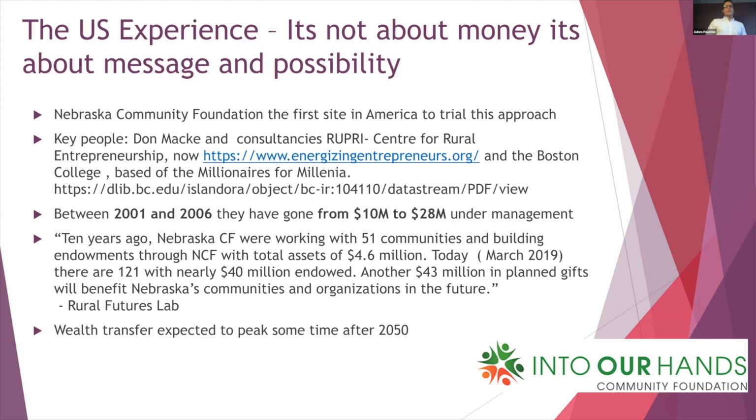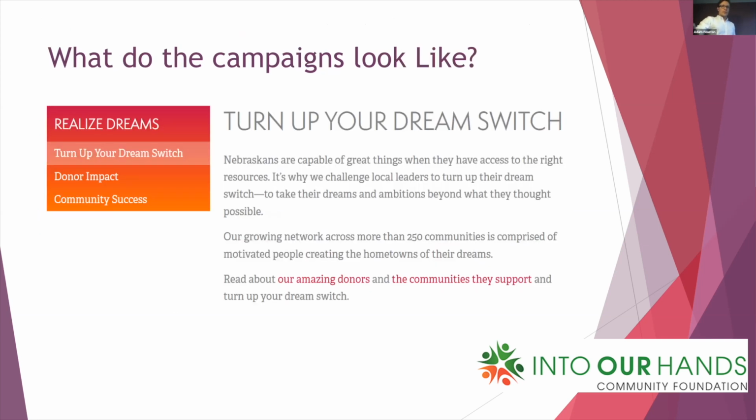And then between 2001 and 2006, the Nebraska Community Foundation were able to grow their endowment, their funds under management, from 10 million to 28 million, which is an enormous effort and a really great success. And that was recognized by Into Our Hands, and their thinking was, how can we replicate that work in Australia? Can we see similar results for our community?